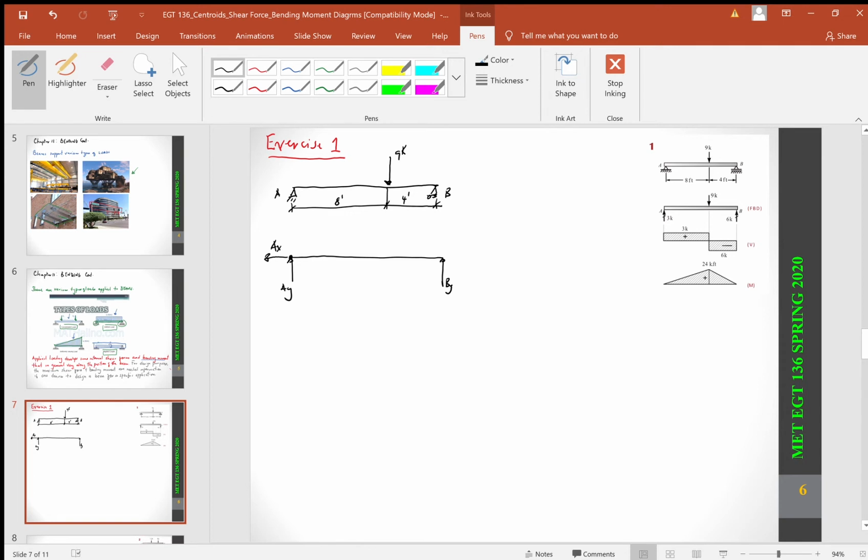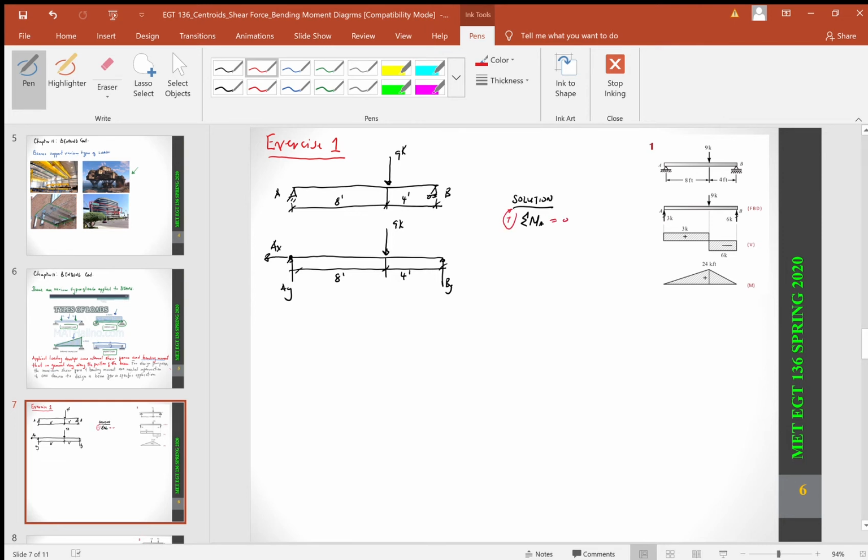But of course, your AX is going to go to 0 because there are no forces in the X direction. Looking at this beam, in order to find what our AY and BY are, we can use our equilibrium equations. We can say sum of the moments about point A. You have 9K here, and then you have 8 feet and 4 feet. Sum of the moments about point A equals 0.